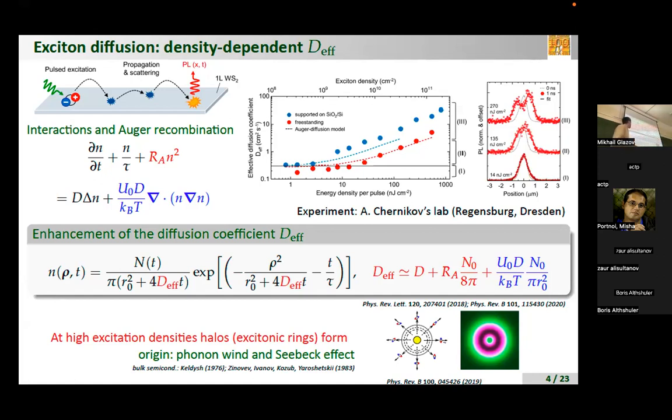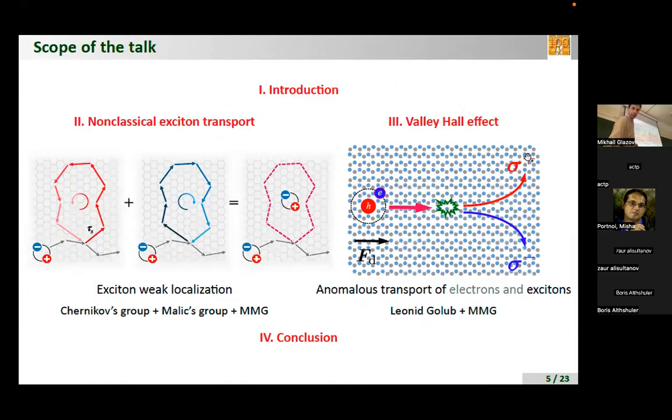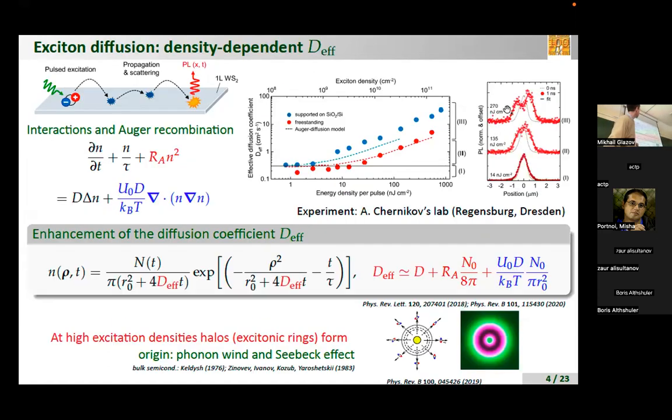And this is something our colleagues tried already 4 or 5 years ago in the group of Alexei Chernikov, then in Regensburg, now in Dresden. They studied the exciton diffusion as a function of excitation density. Here on the right panel, I will probably use a pointer, several profiles of exciton densities for low excitation power, moderate excitation power, and high excitation power are shown.